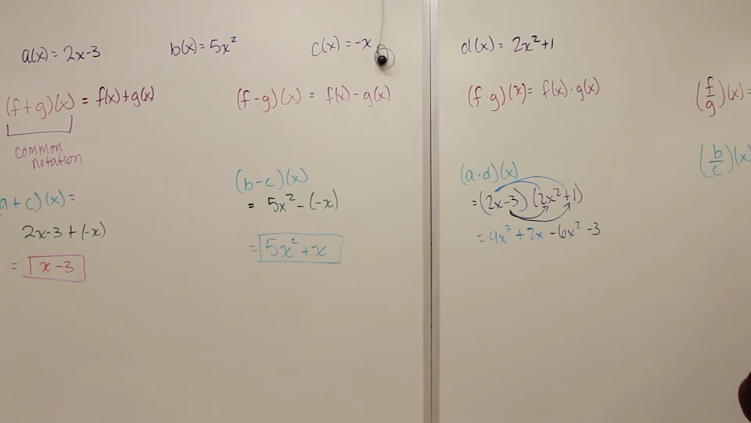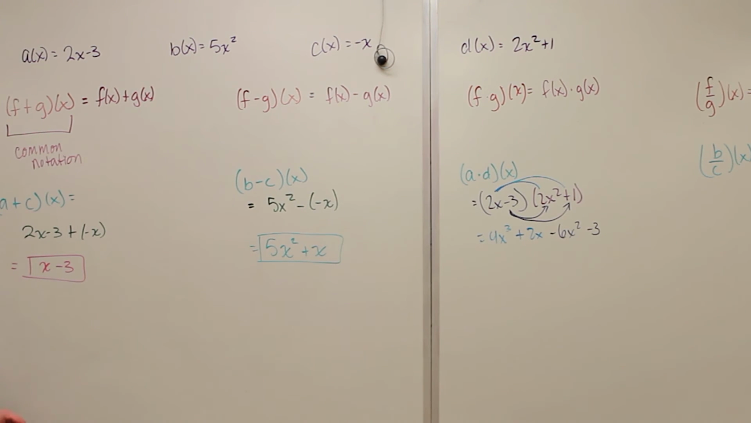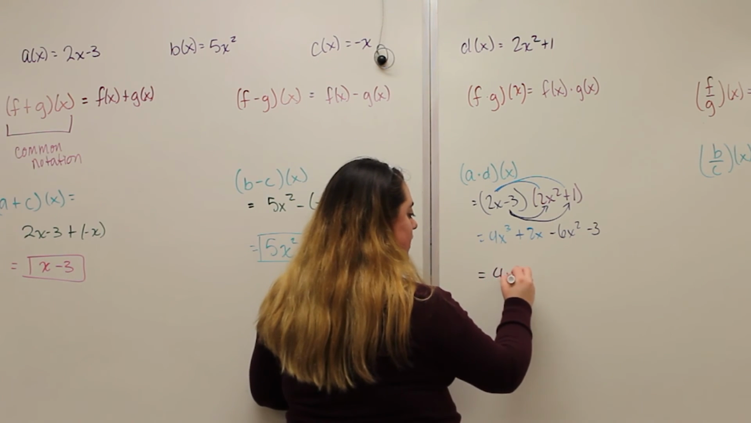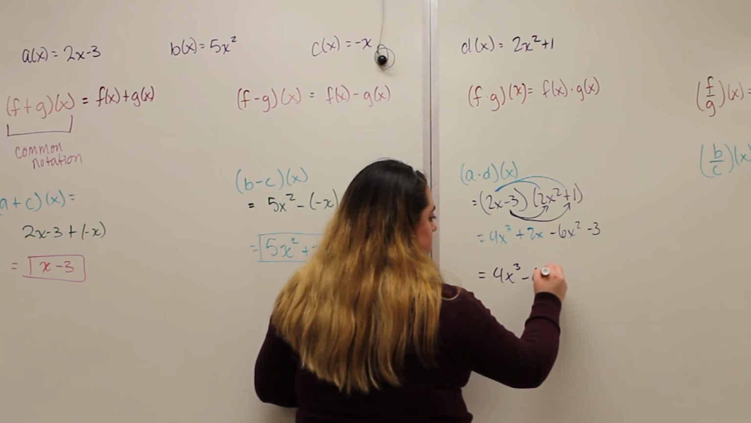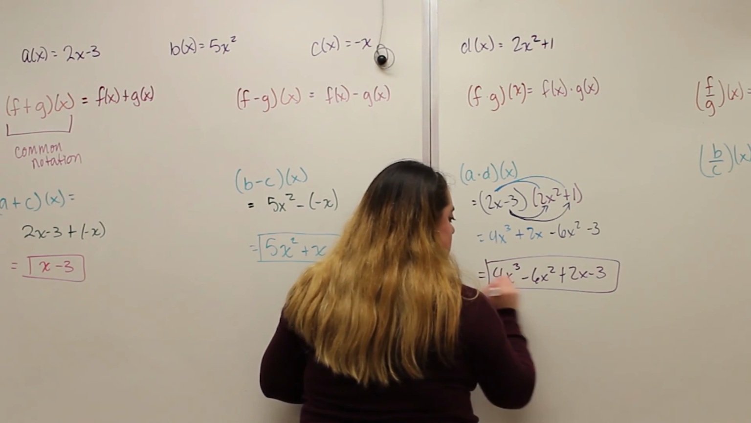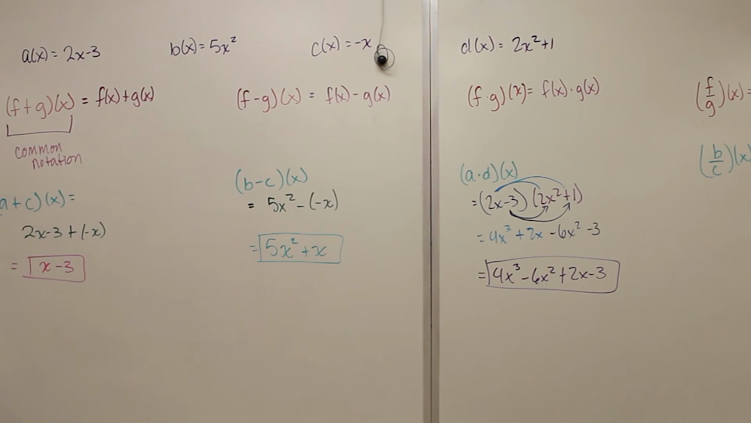Now, you could say you're done, but I don't like the order in which this got written, so I'm going to rewrite it really fast from highest exponent to lowest exponent. We end up with 4x cubed minus 6x squared plus 2x minus 3. We will just leave it like that. We're not going to factor it.